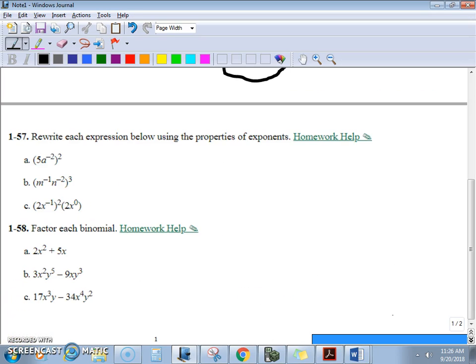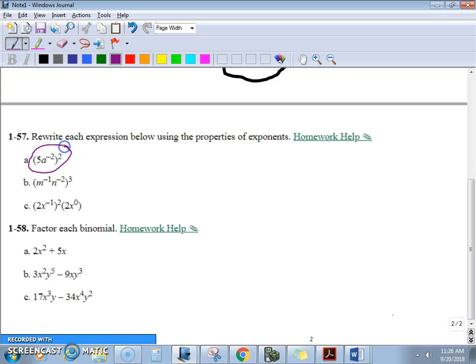Rewrite each expression below using the properties of exponents. Oh, we probably need to make some posters of this for the test too, just putting that out there. So let's start with, maybe I do need a medium point. The first one is a power to a power. We have 5a to the negative 2 power, all of that squared. What that really means is we have 5a to the negative 2 times 5a to the negative 2.